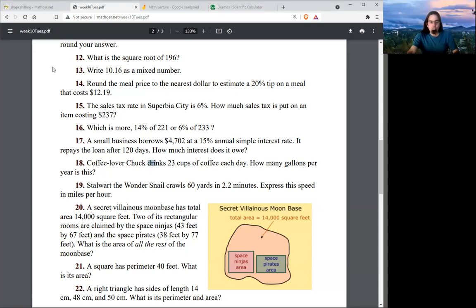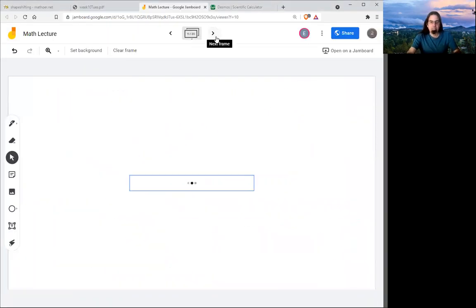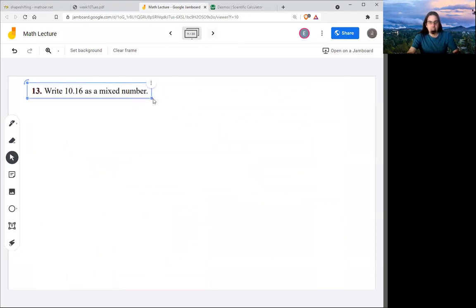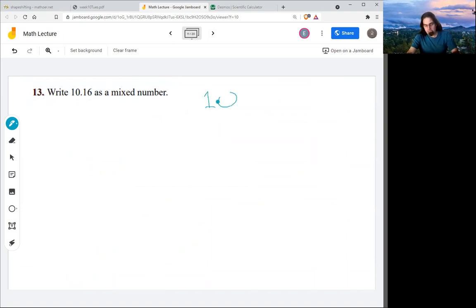For 13, writing something as a mixed number. So we have two parts. We have the 10 and the decimal part, 0.16. What do we do to make a mixed number out of that?